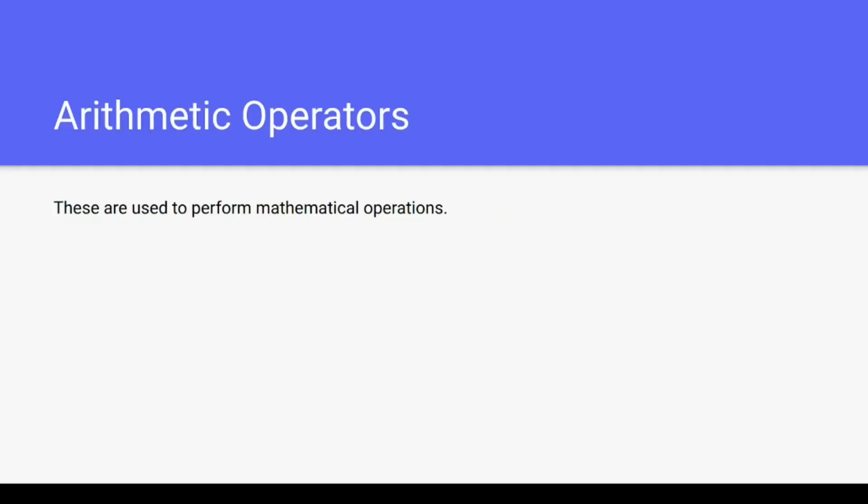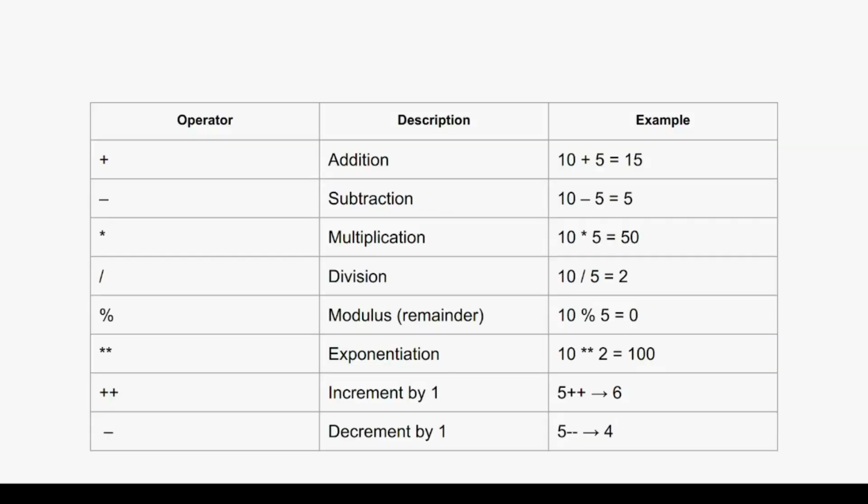So firstly you can perform arithmetic operations. So what are arithmetic operators? These are used to perform mathematical operations, like you can perform mathematical operations on values and variables. So these are the arithmetic operators which are used in JavaScript.